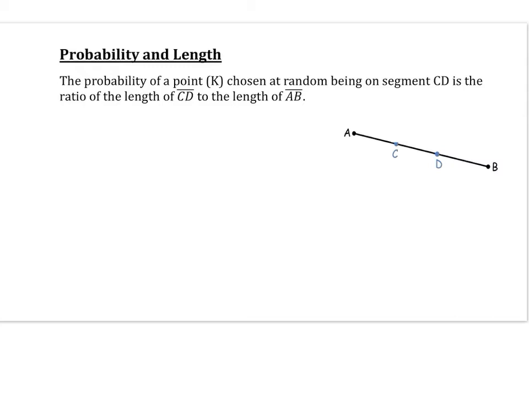All right, let's do probability and length. So the probability that a point K chosen at random is on segment CD is the ratio of the length of CD to the length of AB. So part out of whole.